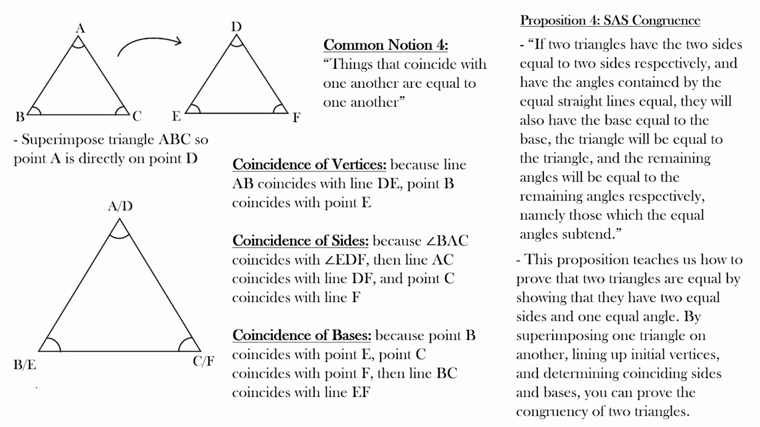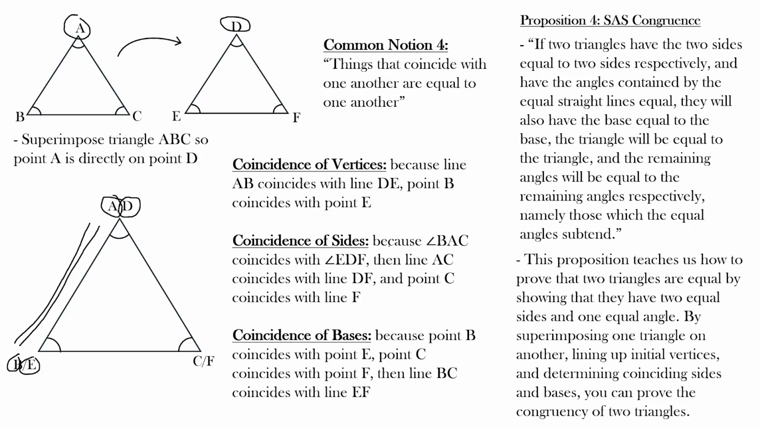So the principles of this are superimposing triangle ABC so that point A is directly on point D. Because of a few different things, this works. First of all, the common notion that things that coincide with one another are equal to one another is a lot of the underpinning of why this works logically. So the coincidence of vertices, because line AB here coincides with line DE, also the same line, point B coincides with point E, which we can see.